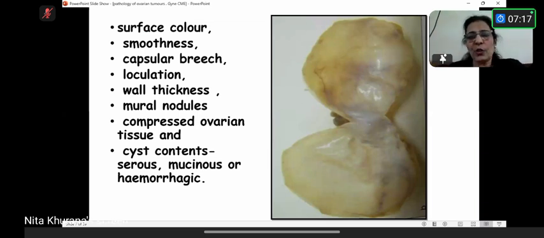So just showing you the gross pathology changes. This was an ovarian tumor in a 22-year-old girl who had come with a simple ovarian cyst. The surface was clean, smooth, no capsular breach, the wall was thin, and there were no mural nodules.